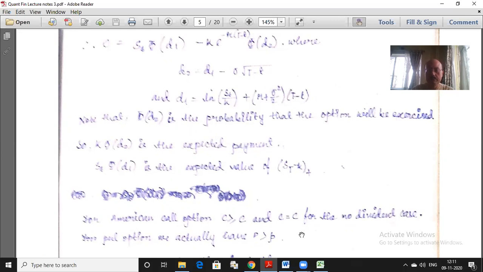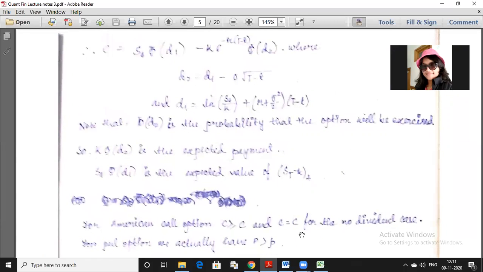Could you repeat the part? The value of American and European options will be the same for call or put?